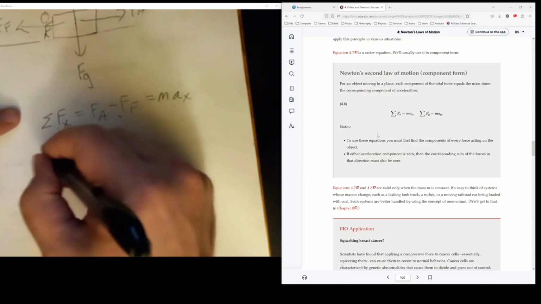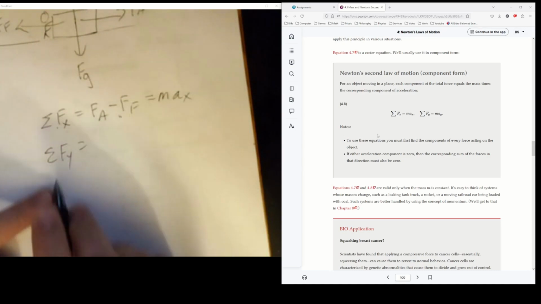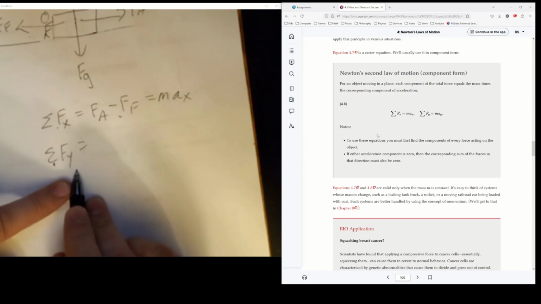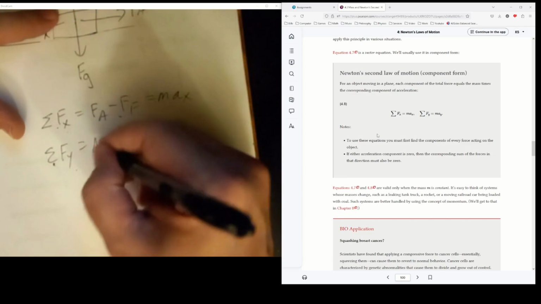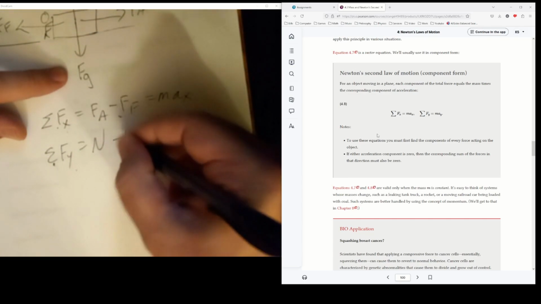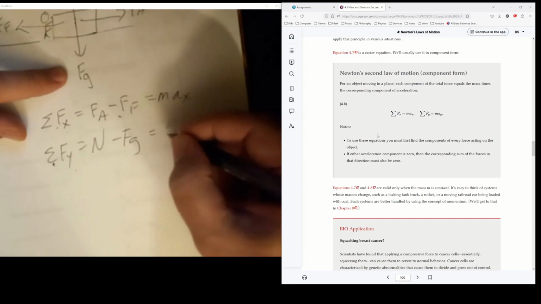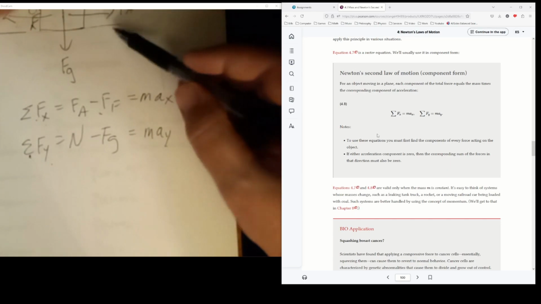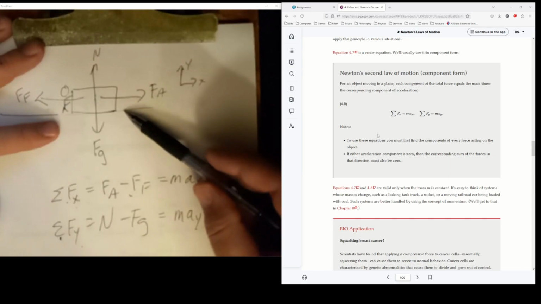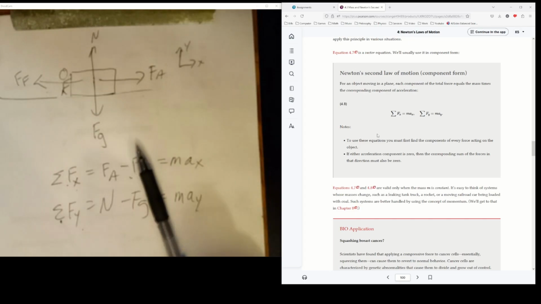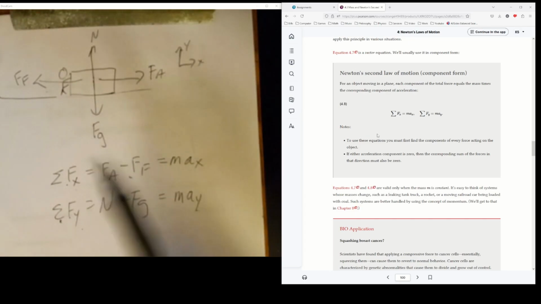And then we would look at the y direction. So we would say sum of forces in the y direction. We've got the normal force up and the force of gravity down. Newton says summing the forces equals ma. This is the acceleration in the y direction now. And normally when you push something, like if I push my pen, it's not going up or down or falling through the table.